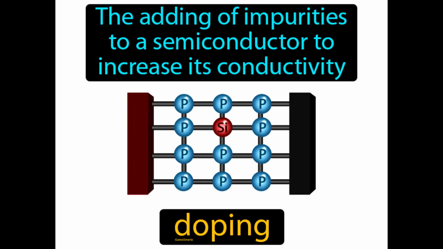The adding of impurities to a semiconductor to increase its conductivity is called doping. In simple terms, doping is the process of altering a material to improve its ability to conduct electricity.